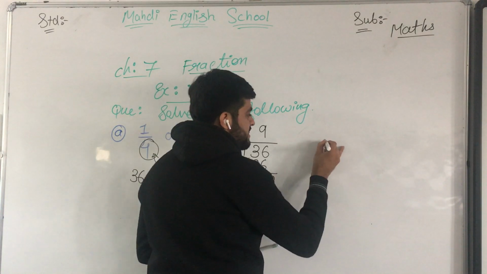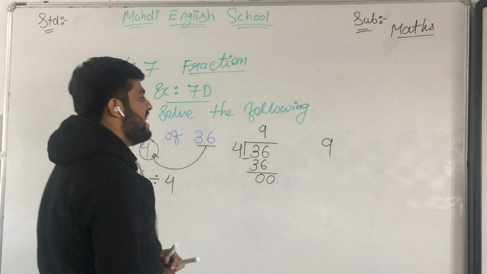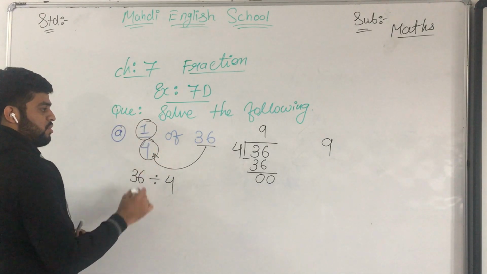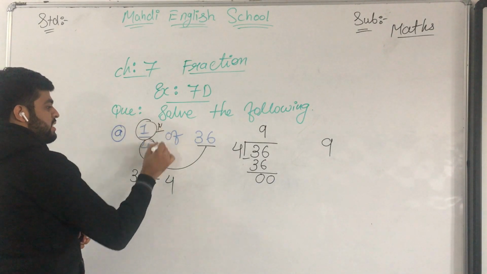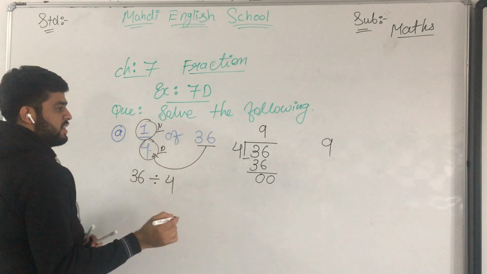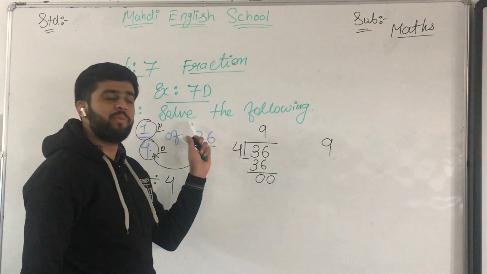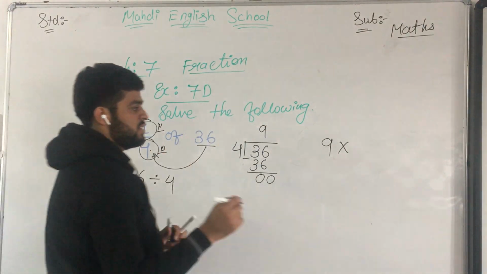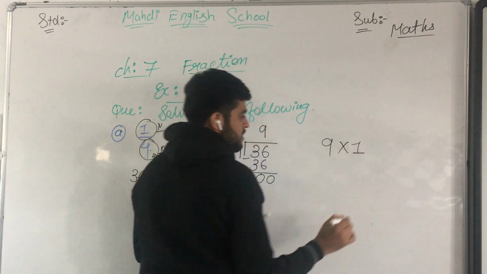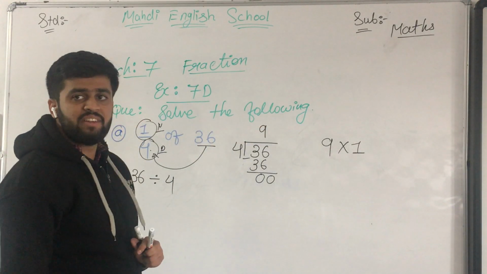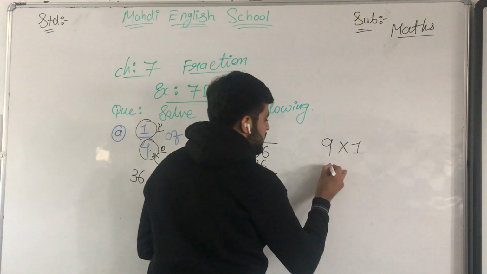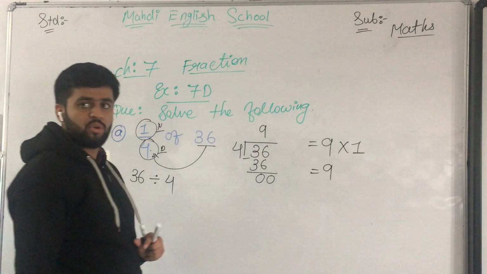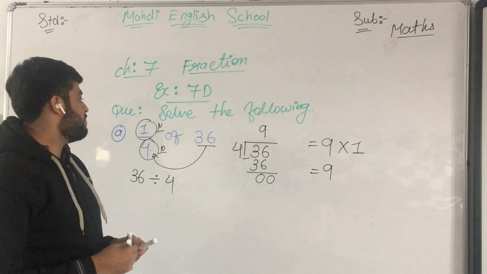So we write our answer 9, and now let's check our numerator. What is our numerator? 1. 1 is our numerator and 4 is the denominator. So here we multiply with the numerator. So 9 multiplied by the numerator 1. I hope you all remember 9 ones are 9. What are my points, my dear students?